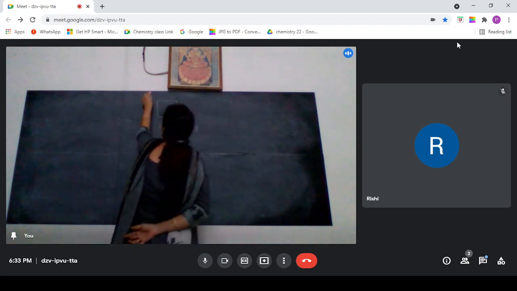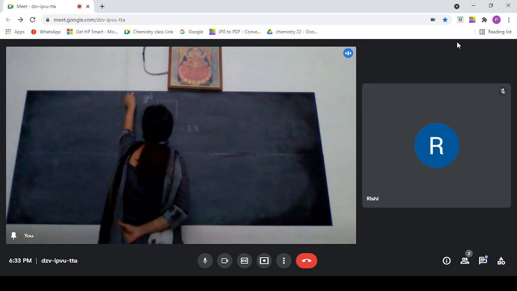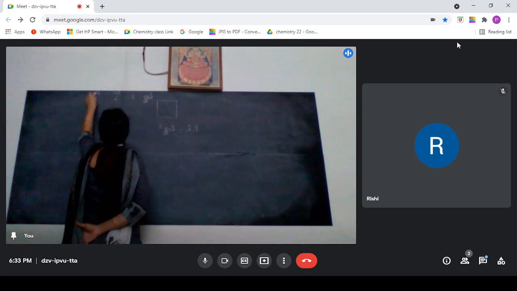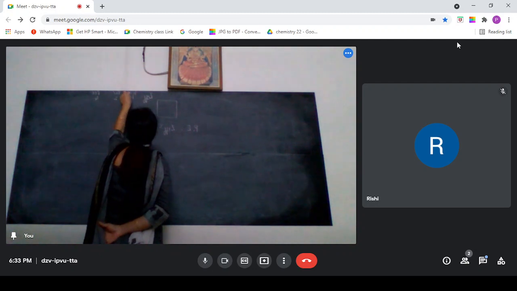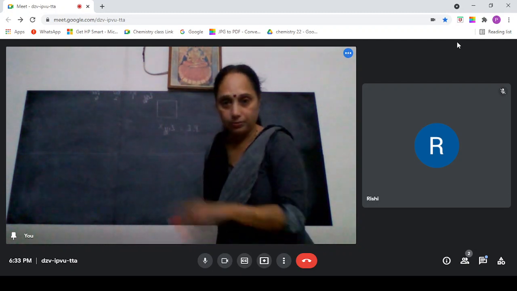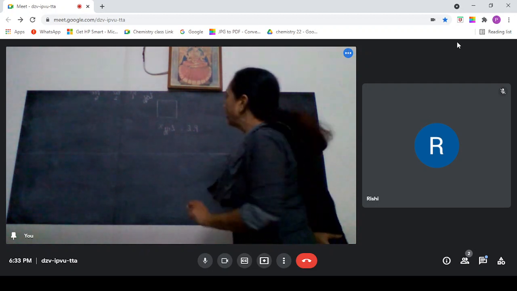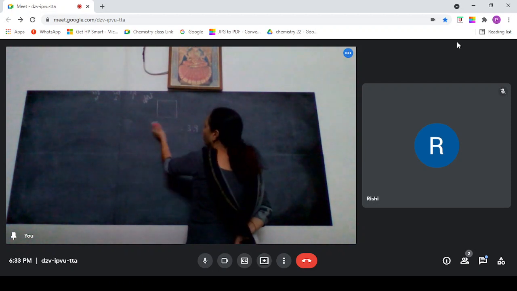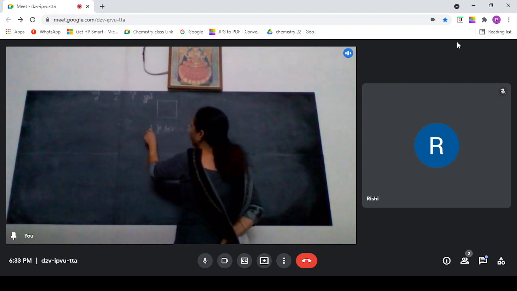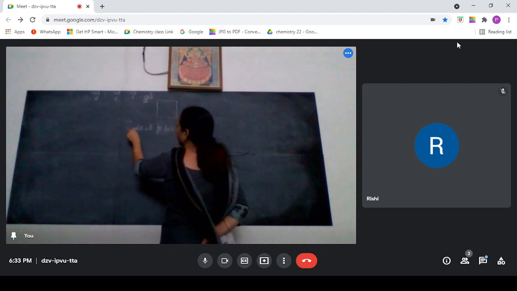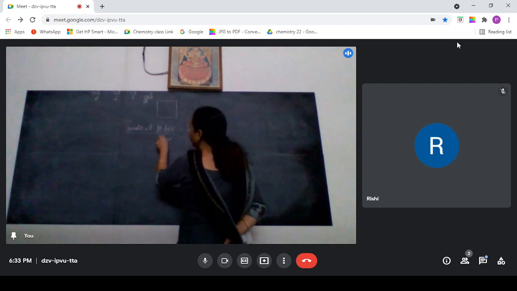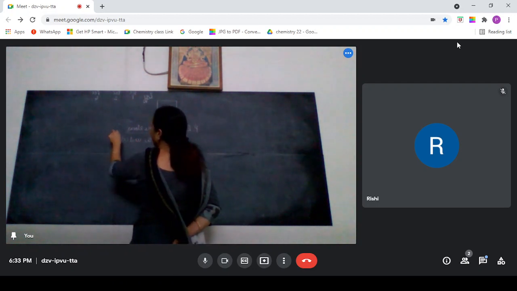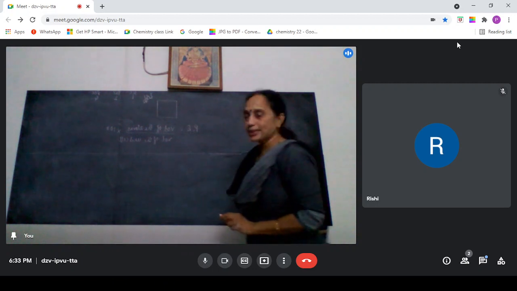So number of particles, that is Z effective. For simple cube it is 1. Body centered it is 2. Face centered it is 4. This also you have to write in the table. Okay, make that table. So actually what is packing fraction? It is volume of the atoms by volume of the unit cell into 100. We are taking the percentage.